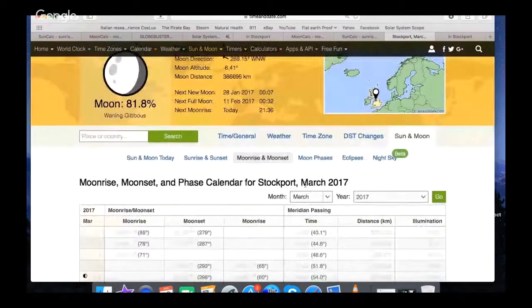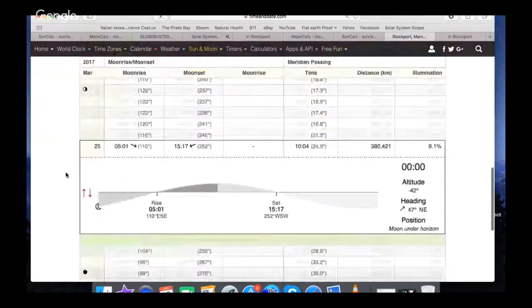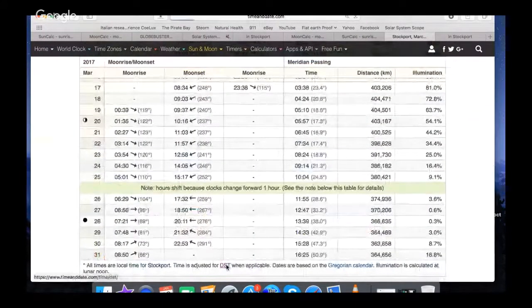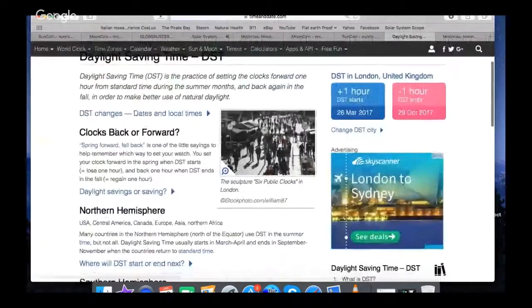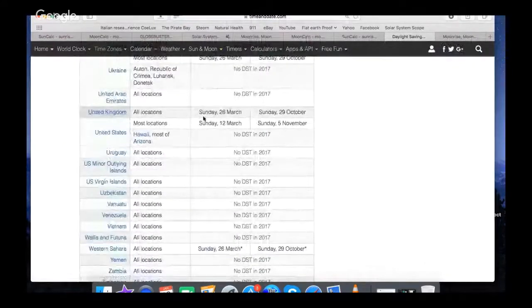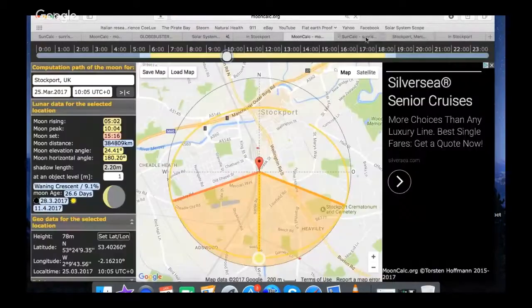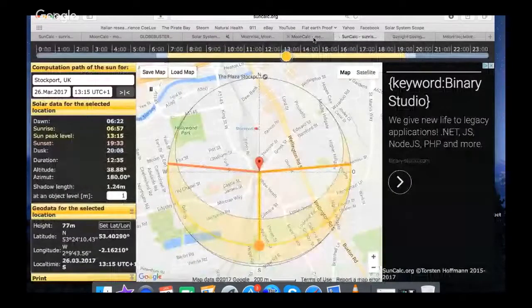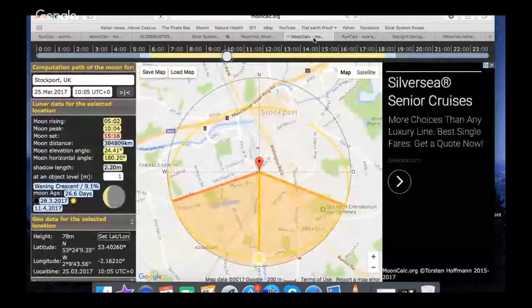I've picked March because on the 26th of March, as that note tells us here, is daylight saving. And daylight saving in the UK happens on the 26th of March. So, United Kingdom, Sunday, 26th of March. See? That's when their clocks change. But the moon isn't going to leap forward or leap back. So, let's see whether Dr. Zack was right in using Sun Calc and Moon Calc. Okay, 26th of March and 25th of March.